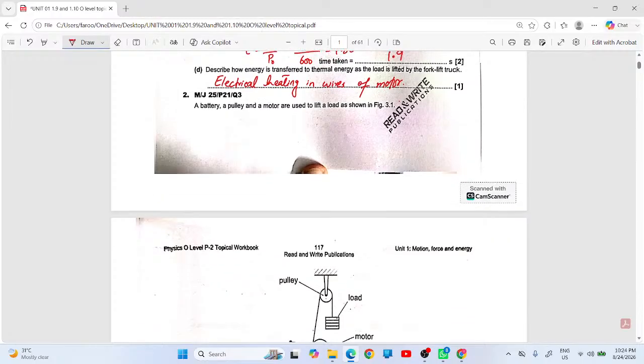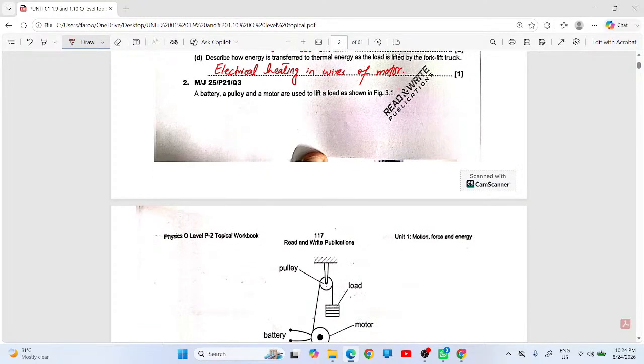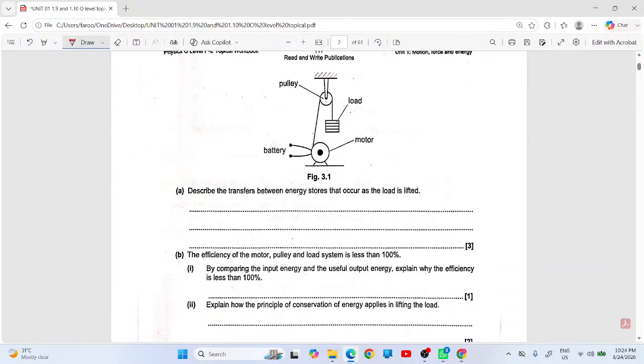Next is a battery, a pulley, and a motor are used to lift a load as shown in the figure. We have a battery, pulley, load, motor. अच्छा सर, इसमें इजी है सर. The battery would convert its chemical energy into electrical energy, powering the motor, which would convert that electrical energy into kinetic energy, pulling the pulley, and the load would gain potential energy as it gains height.